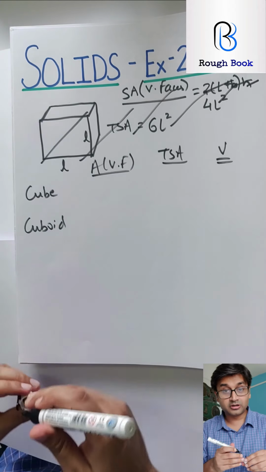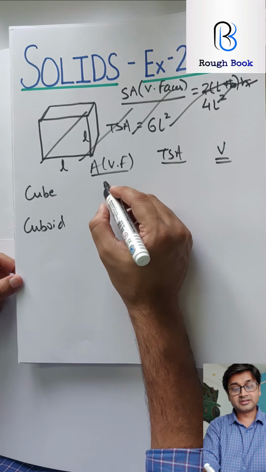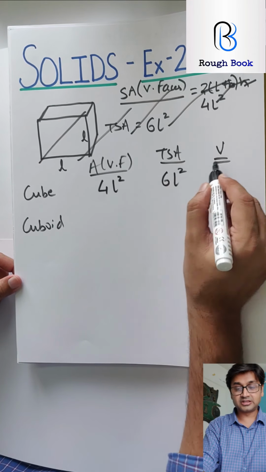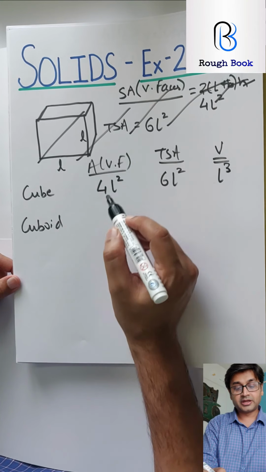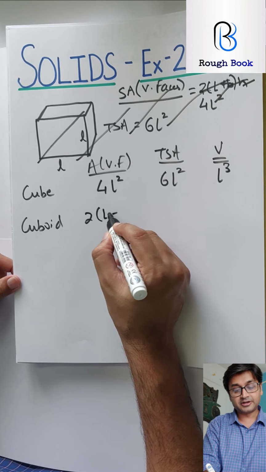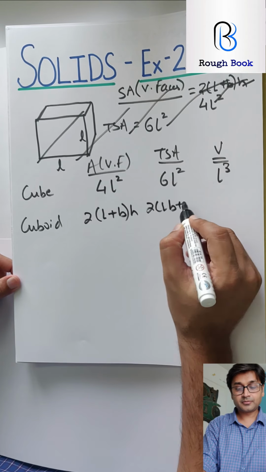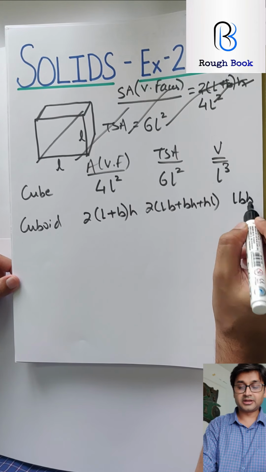So can you recall all the formulae by now? Let's see if you can do that. Area of vertical faces, perfect, 4L square. Total 6L square. Volume L cube. Likewise for a cuboid, area of vertical faces, perimeter into height, total surface area twice (LB + BH + HL), and volume, length, breadth, height.